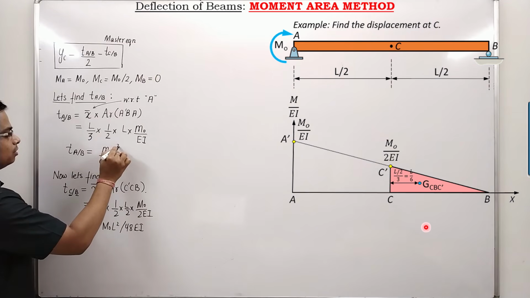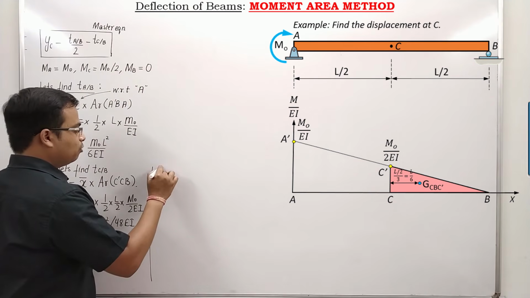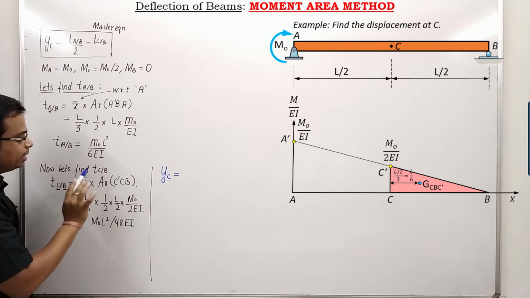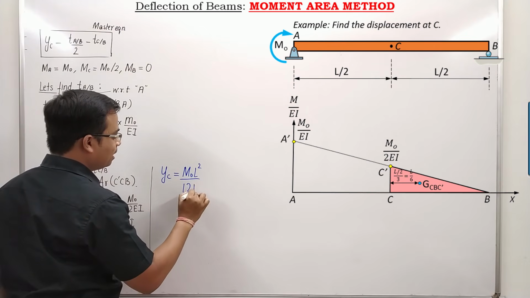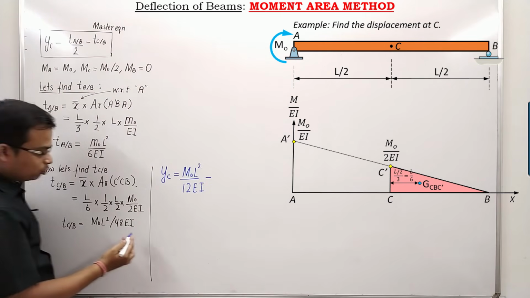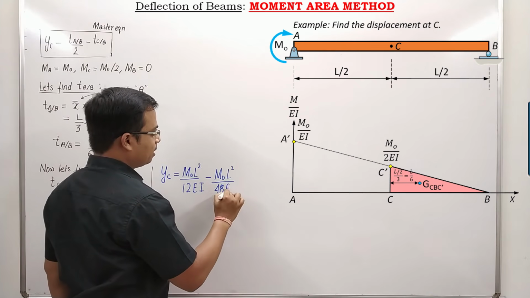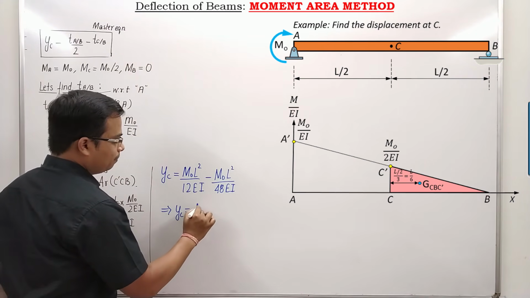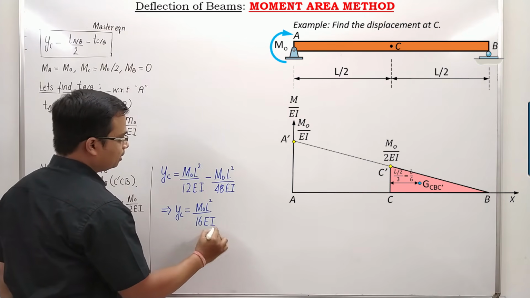So now let's apply the finishing move. Here we go. Value of YC. YC is equal to TAB over 2. TAB is this much divided by 2. This will become M naught L square over 12 EI, then minus TCB, which is M naught L square upon 48 EI. And there you go. This is the final value. YC would be working out as M naught L square upon 16 EI. Very simple math.